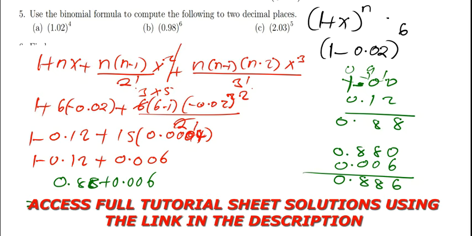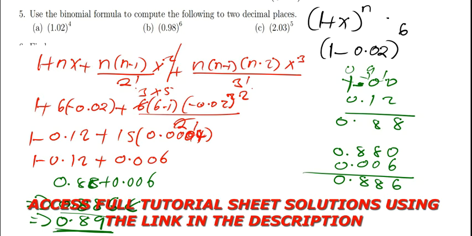So the final answer becomes 0.886 but the question is we leave it in 2 decimal places, so we'll round it off and say 0.89. That is my answer. If you use your calculator right now and look at 0.98 to the power 6, you'll be able to get this answer. Okay, so there's no debate about that one. You'll be able to get this in 3 decimal places.